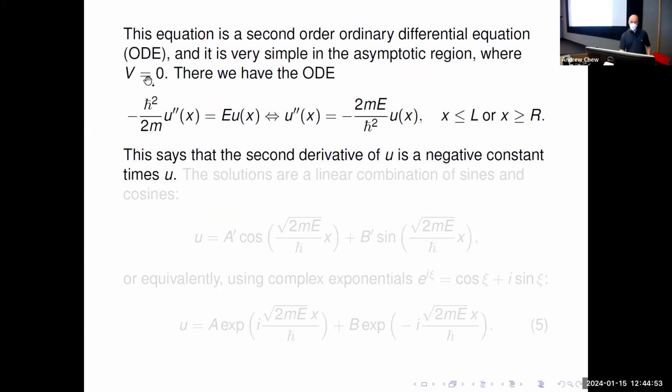So in the asymptotic region, v is 0, and then we have this equation. h bar is Planck's constant, m is the mass. Being a mathematician, I'm not actually that bothered by constants. They don't trouble me too much, but I've put some of them in. Anyway, it's minus a constant times the second derivative of u is E times u.